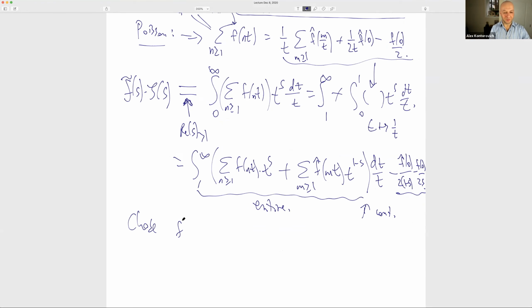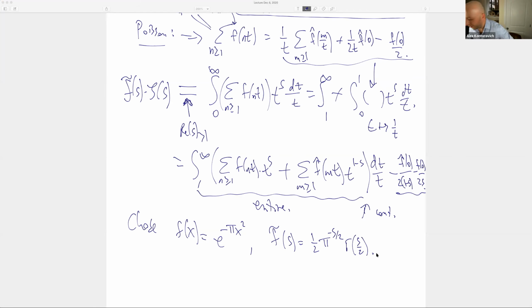f, not f tilde, f of x to be the Gaussian, in which case the Mellin transform comes out to, what is it? It's like a half pi to the minus s over 2 gamma of s over 2. These are all calculations from last time. I think I got that right. Yeah, at least that's what's in my notes.